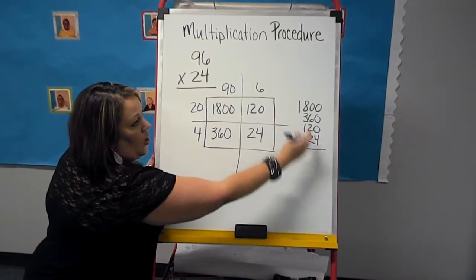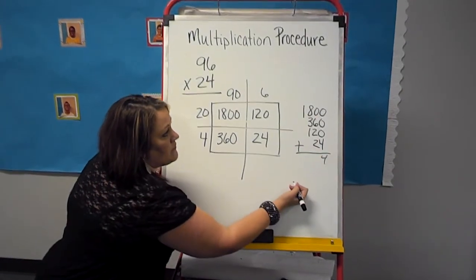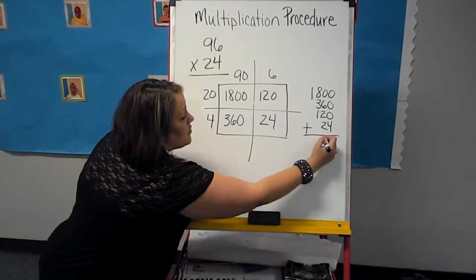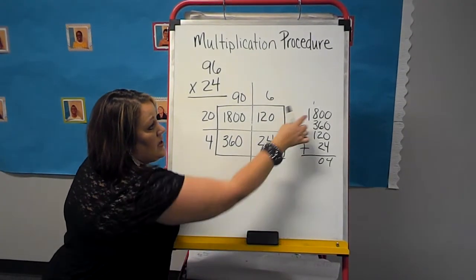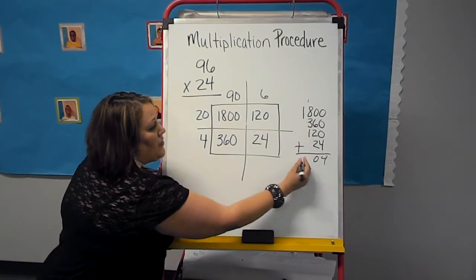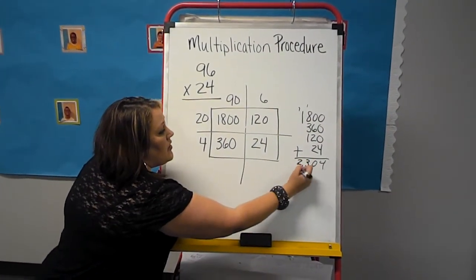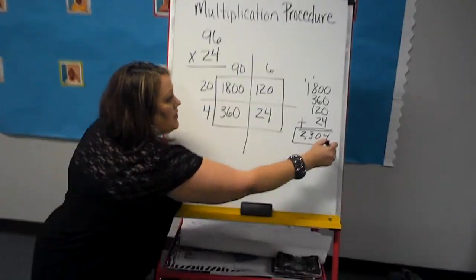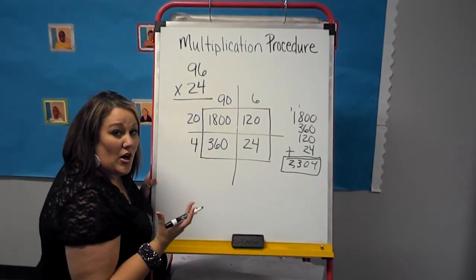Okay, make sure those are all lined up in your columns, okay? So 4 plus 0 is 4. Then we have 6 plus 4 because 2 plus 2 is 4. So 6 plus 4 is 10. Carry that 1, okay? So now we have 8 and 2 ones. I'm going to make that into a 10. Then add the 3. That's 13 and carry the 1. So our answer to 96 times 24 is 2,304.